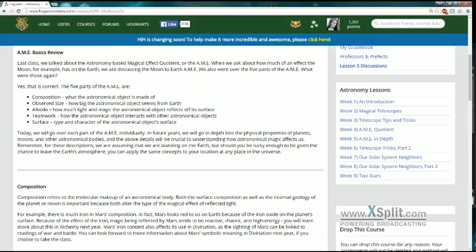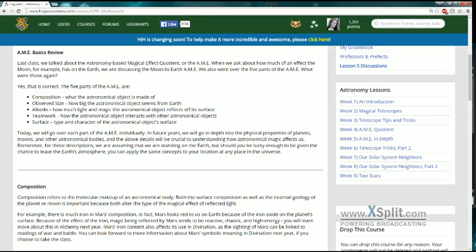are composition, or what the astronomical object is made of; observed size, or how big the astronomical object seems from Earth; albedo, how much light and magic the astronomical object reflects off its surface; teamwork, how the astronomical object interacts with other astronomical objects; and surface, the type and character of the astronomical object's surface.